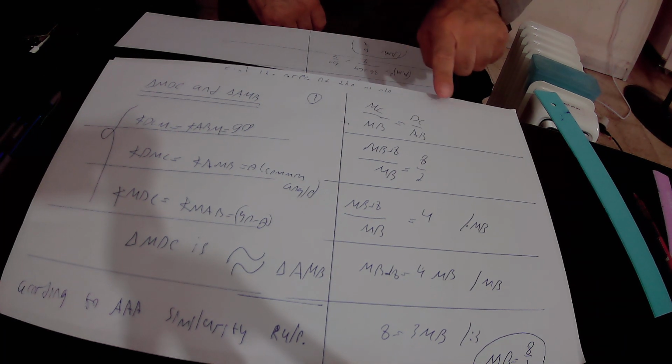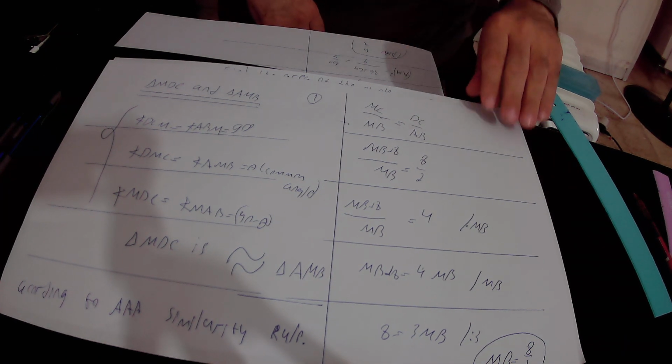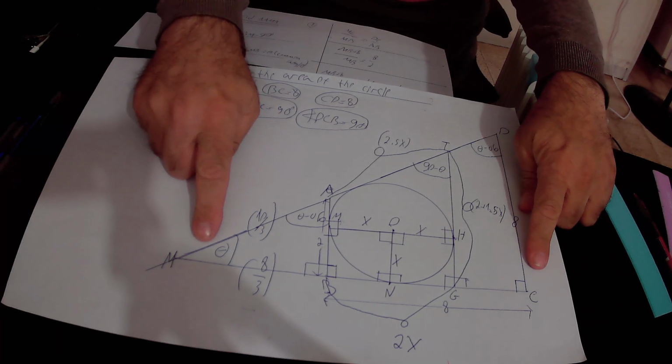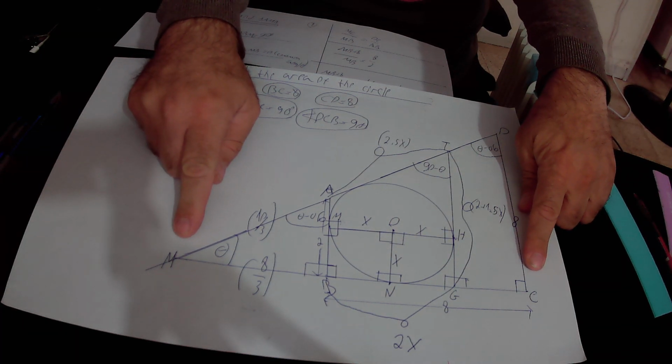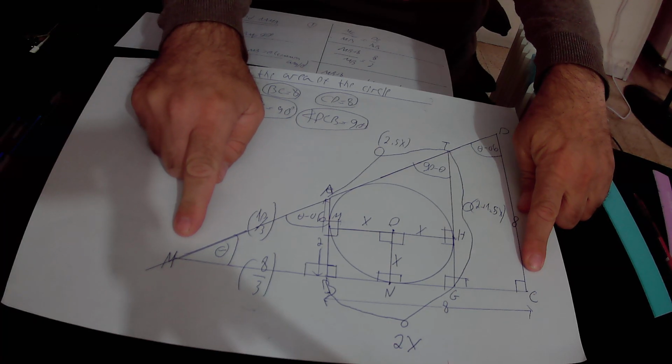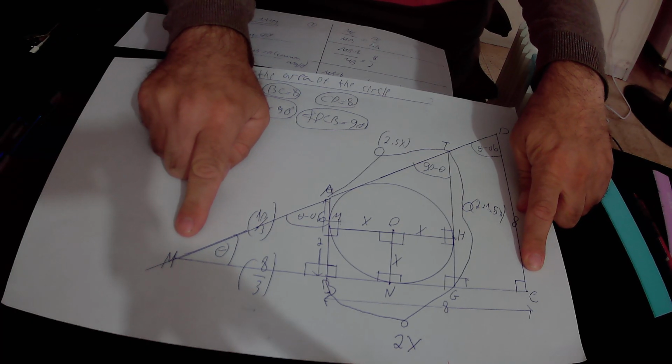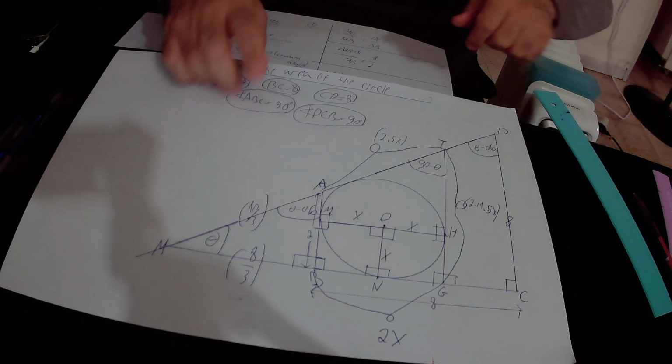MC over MB equals DC over AB. MC is very easy to see: MC equals MB plus BC. That is to say, MC equals MB plus BC, that is 8. So in total, MC equals MB plus 8.